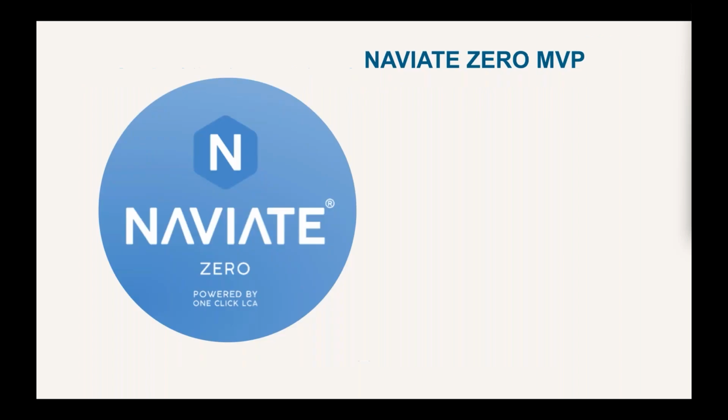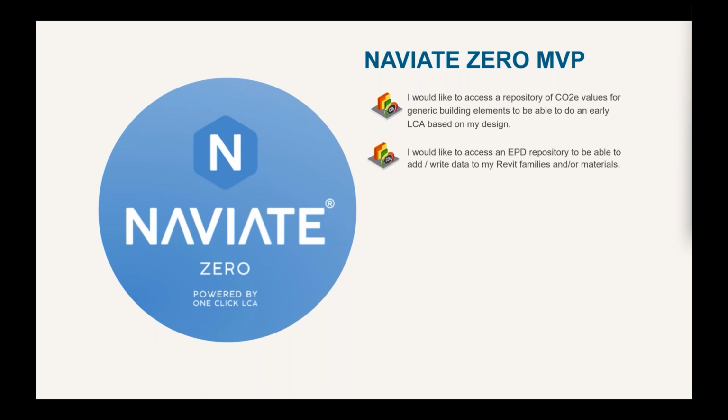So that brings us over to what we call the Naviate Zero MVP, released summer 2023. We have no date set yet, but this is the goal then. So as a user in Revit, I would like to access CO2 values, generic values in my project, and I'll be able to add them to my elements, materials, families. I would like to access actual EPDs as well and add data to my Revit families and materials.